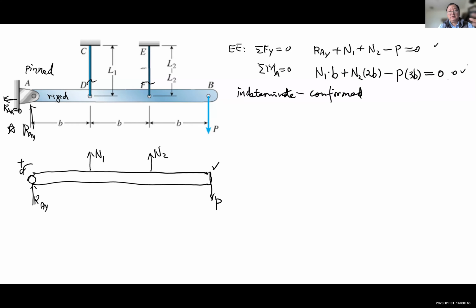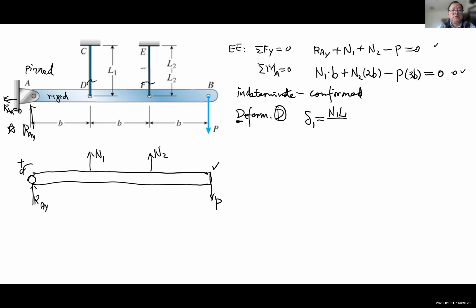Next, FED: the D is the deformation part. Often I just write the word D there. So what's the deformation equation? We say the beam is rigid, so the beam doesn't deform. What deforms are the cables. The two cables deform. The first cable, CD, elongates because of N1. So you have this L1.